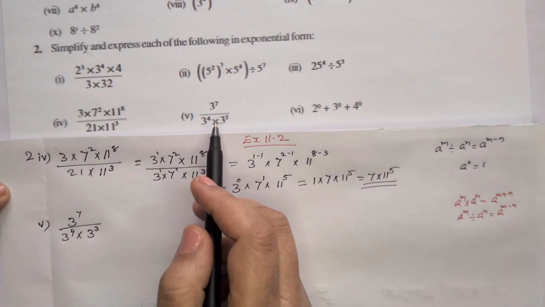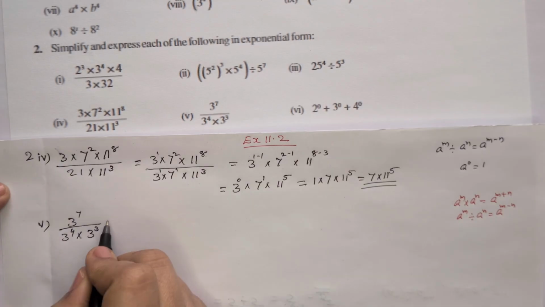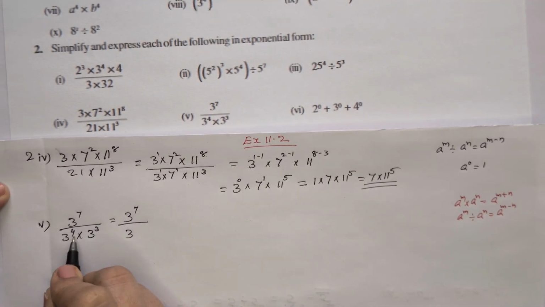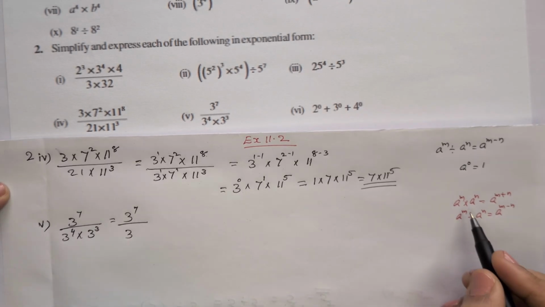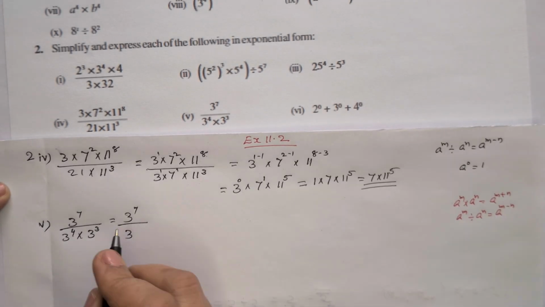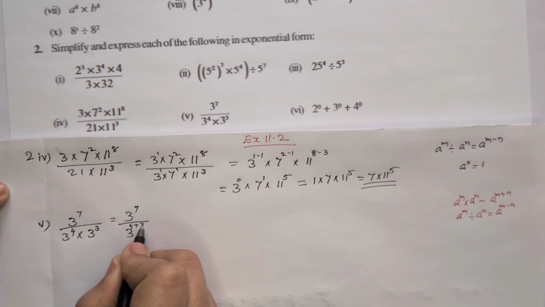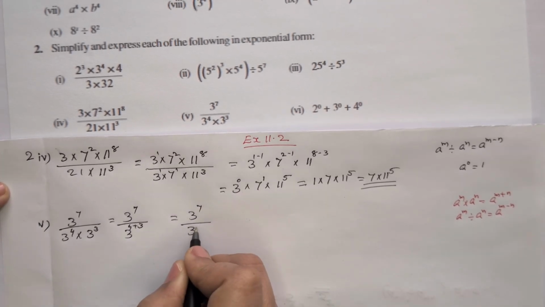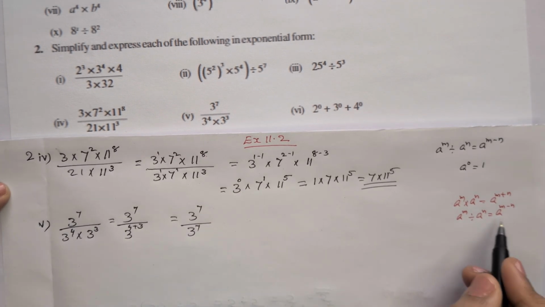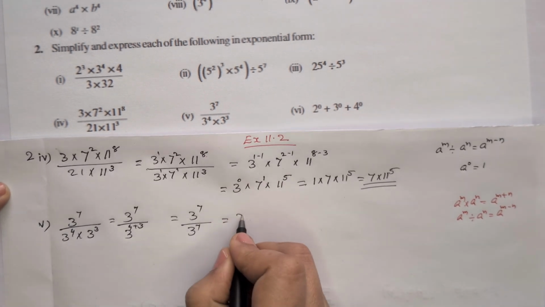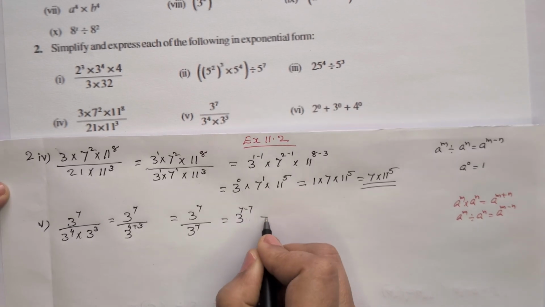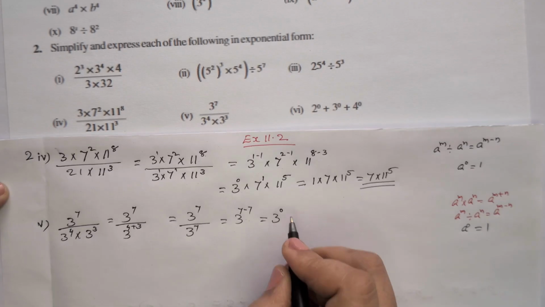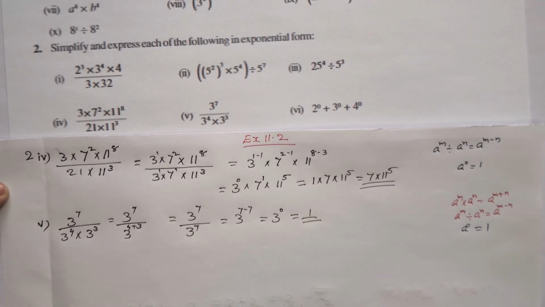3 raised to 7 by 3 raised to 4 into 3 cube, which is equal to 3 raised to 7 divided by 3 raised to 4 into 3 cube. Using a raised to m into a raised to n equals a raised to m plus n, so 4 plus 3, which is equal to 3 raised to 7 by 3 raised to 7. Then apply the division rule, m minus n. 3 raised to 7 minus 7, that means 3 raised to 0. Then apply the rule a raised to 0 is equal to 1. So the answer is 1.